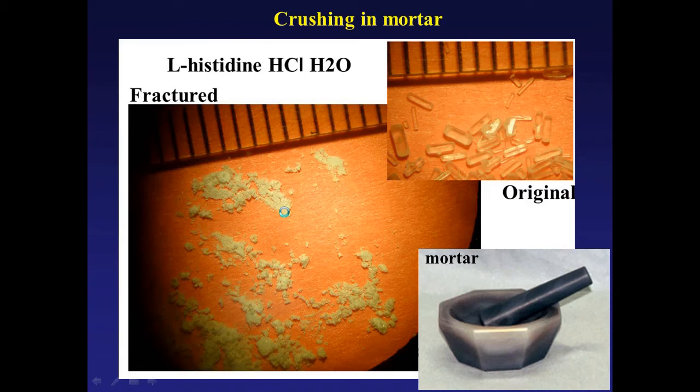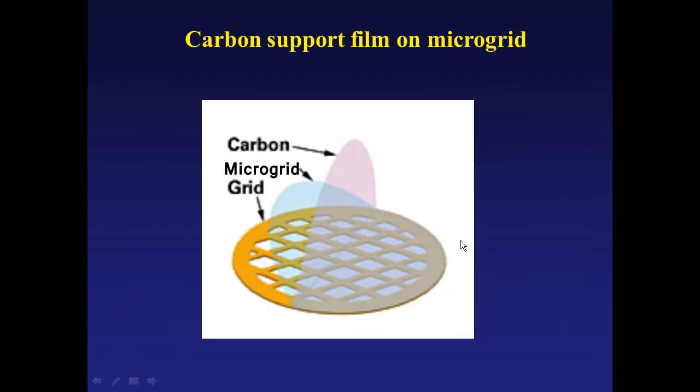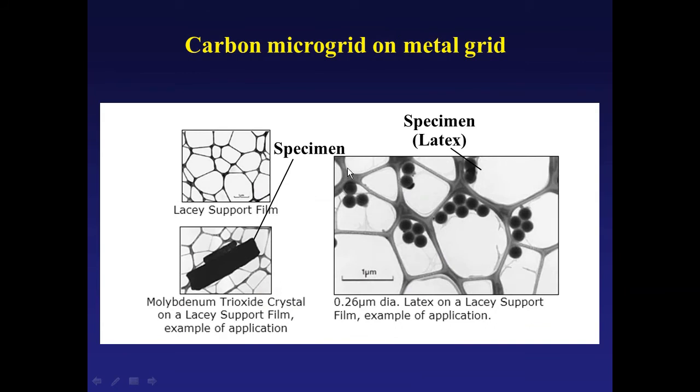This powder can be distributed on this grid. This is a TEM standard grid, a metal disc of 3 millimeter diameter. There are many kinds of metal, such as copper, nickel, molybdenum, or something like gold, depending on the elemental analysis. Then a biological section can be placed on it directly. But if the powder is very small, we can distribute it on a carbon microgrid, and sometimes a very thin carbon film. Then with the small powder of the sample distributed on the carbon microgrid, we can observe the particles at high magnification.